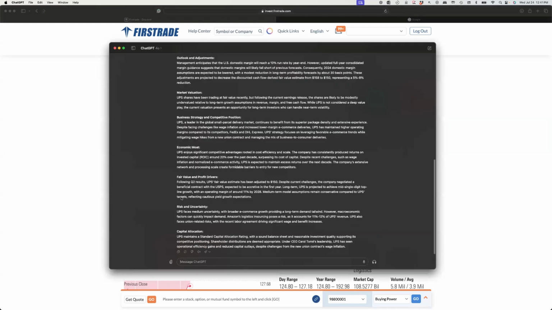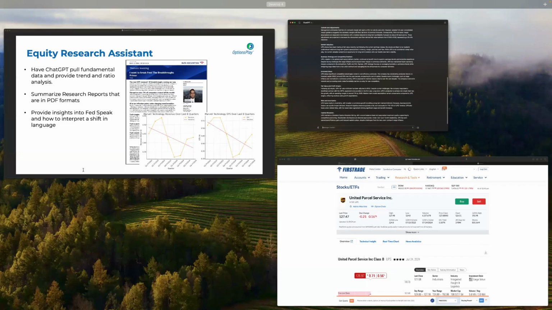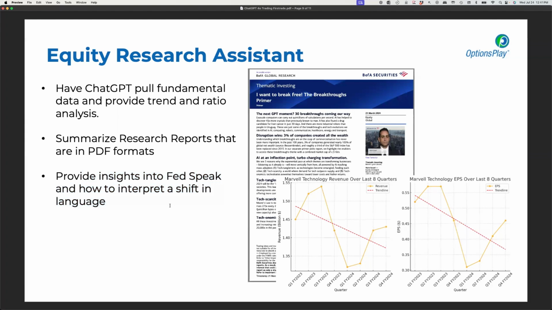And lastly, you can also provide insights into Fed speak. You can take the Fed minutes, put them into ChatGPT, and ask, what has changed from the last meeting to this meeting? Has the tone shifted? You can ask, is Chairman Powell more hawkish in the last meeting than the previous meeting? Is it more dovish?